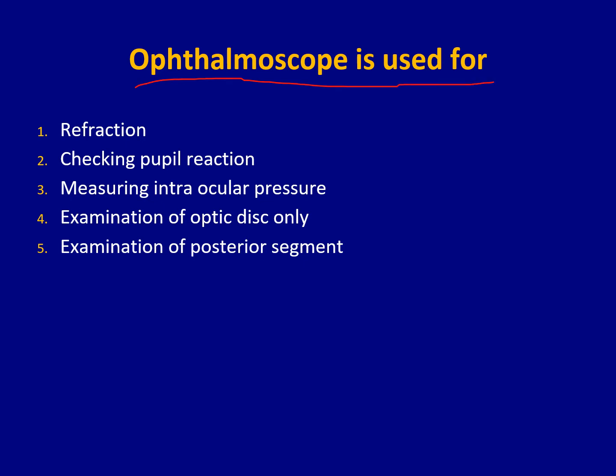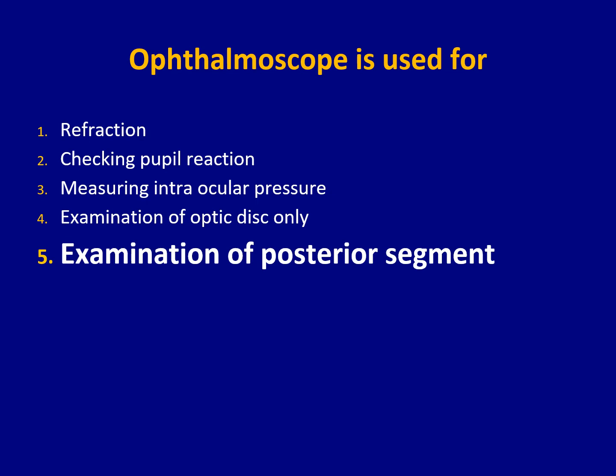Ophthalmoscope is used for, remember, O for ophthalmoscope and the red retina, refraction, checking pupillary reaction. You can use it to check pupillary reaction, but that's not the main purpose. Measuring intraocular pressure, no. Examination of the optic disc only, no. Examination of the posterior segment, yes. That might be the answer because we use the ophthalmoscope to see the optic disc, retina, macula and blood vessels. So that would be the right answer. Examination of the posterior segment is the right answer.